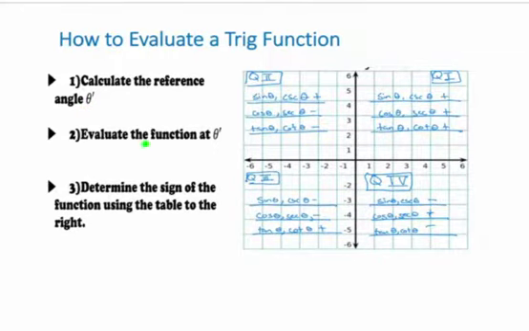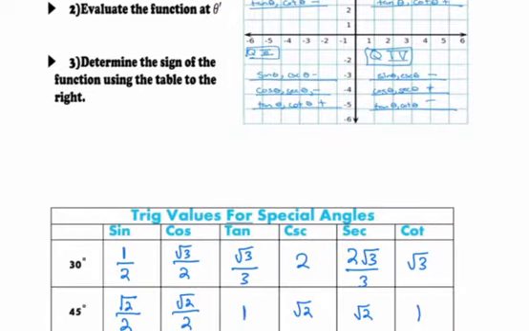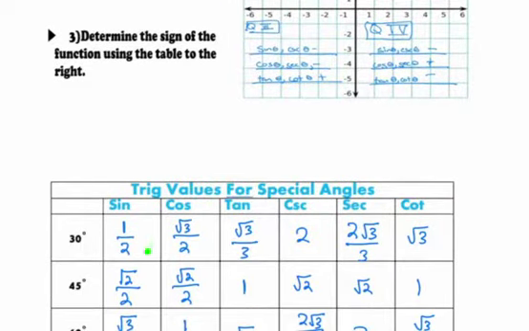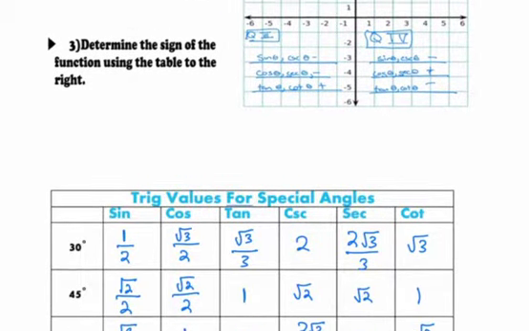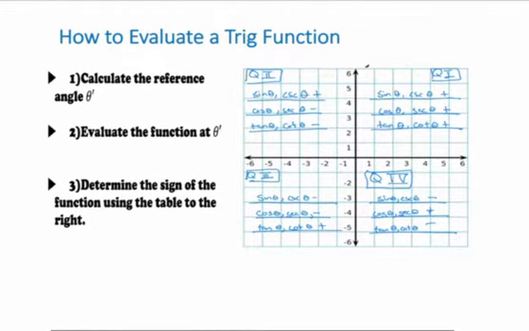Then we will evaluate the function at the angle. We'll be using this table for that. And finally, we're going to determine the sign of the function using the table at the right. So this is a table you're going to want to come back to from time to time. Rather than read all of it, I want to just talk about how it works.